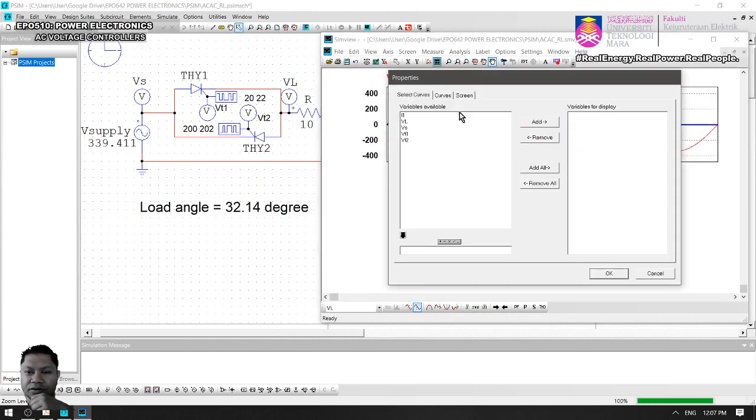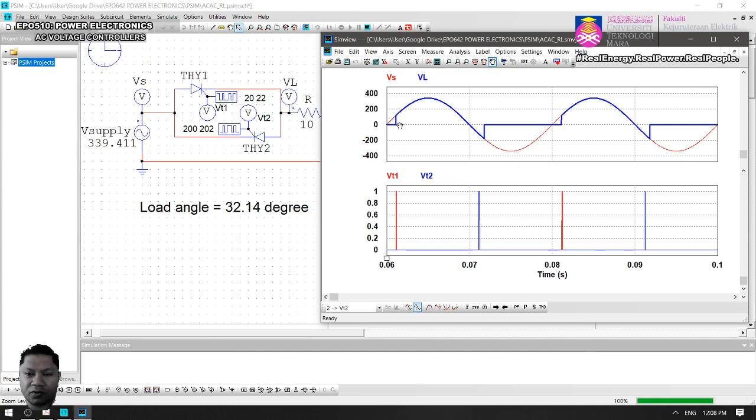I'm also going to test thyristor 1 and thyristor 2. This is the pulse to thyristor 1, and we know the load angle is about 30 degrees. So this is 20 degrees, and the load angle is somewhere here, just 30 degrees. This is your load angle, alpha. If you translate it, this is actually 210 degrees, which is pi plus alpha. This is beta.